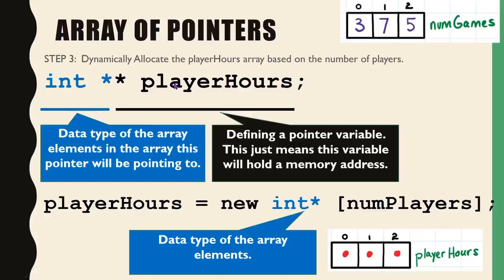Then, once you know the number of players, you can then dynamically allocate this array of pointers. See that it's 3 elements because my number of players is 3. And after the new operator, each element is going to be a pointer to an integer. So that's why there are pointers in each of these elements. Now, right now, they don't point to anything, but they're allowed to point to an integer or an integer array. And then the name of the array is player hours, because the memory address returned from new gets placed inside of that player hours pointer.